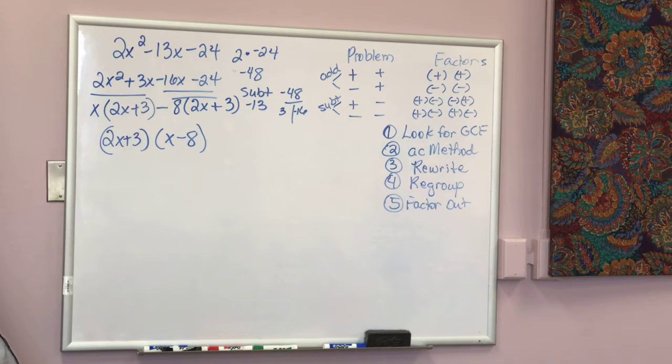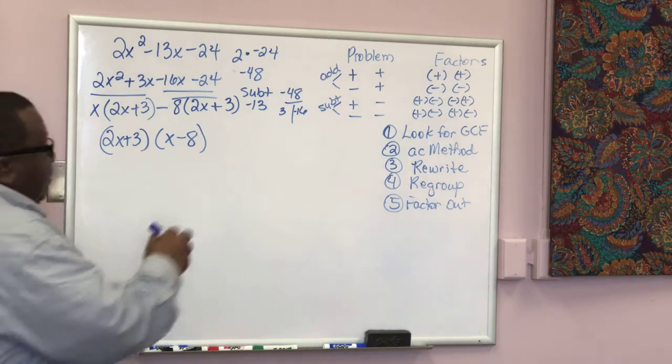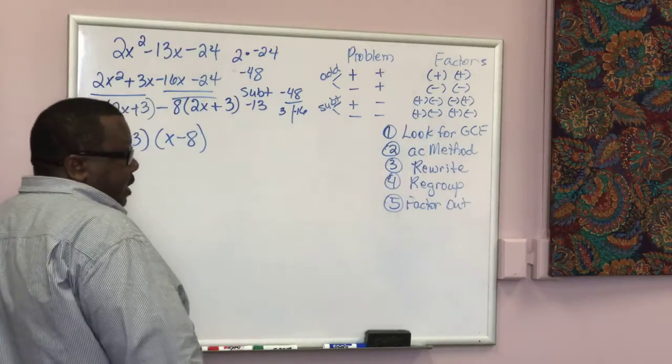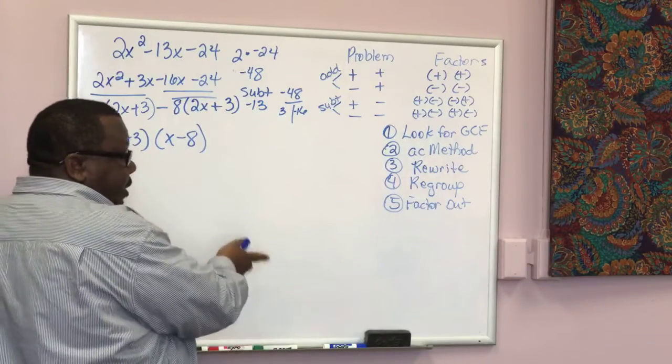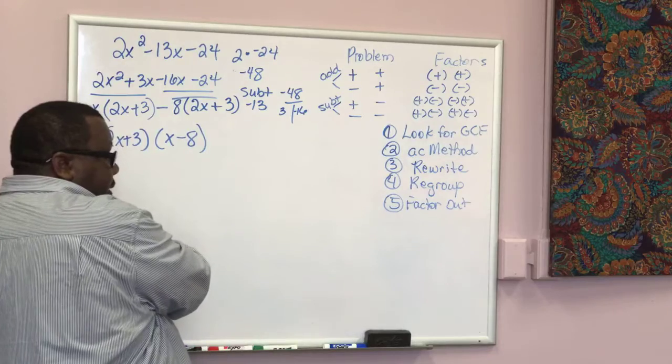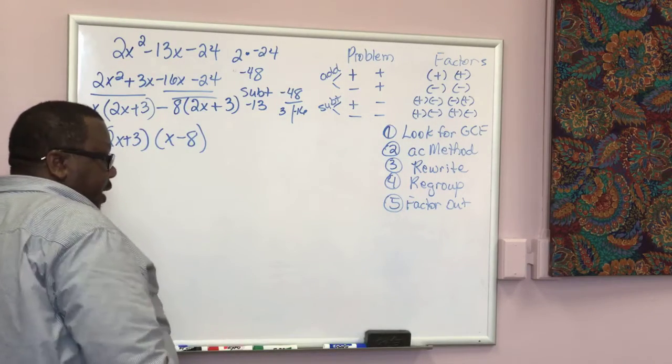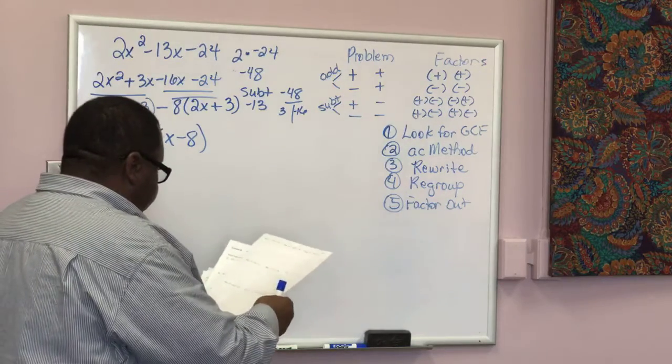Will you know when to put the number on the outside of the brackets? If you have to find a GCF first. If you have a GCF first, when you start your problem, that goes on the outside of the bracket. Otherwise, you keep doing the way it is. Like, let me give you a problem just like that.